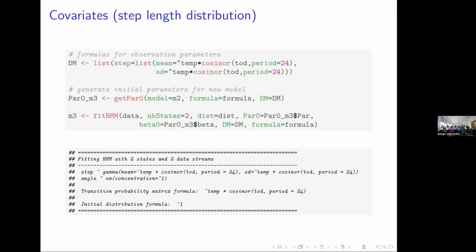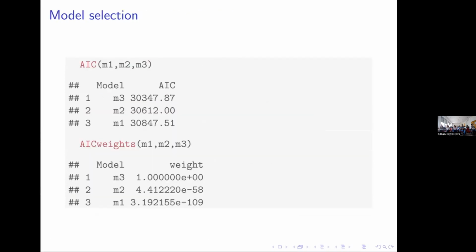Oh, and sorry, we're also going to add the same model to our step length. So now not only are state transitions a function of temperature and time of day, but our step lengths are also going to be a function of temperature and time of day. Okay. So if we compare the AIC for those three models, again, we have a case where the model with temperature and time of day on everything just blows away the other models. So it clearly explains a lot more of the variation.